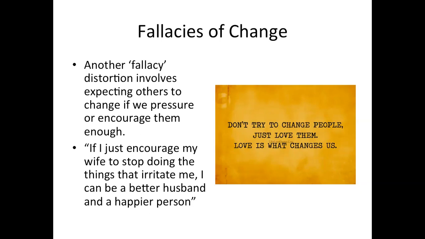So on the right, I took the screen capture of, don't try and change people, just love them. Love is what actually changes us, right? So the more you try and force change, it's not going to help.